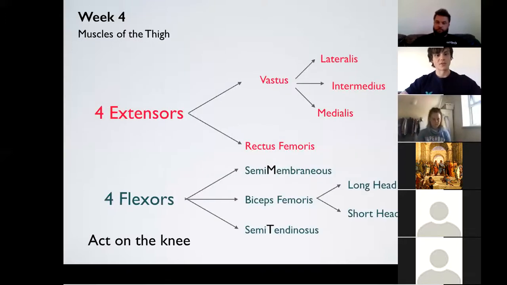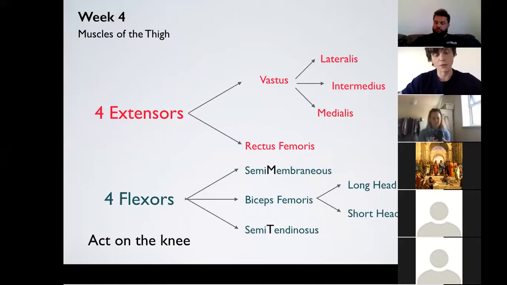So last week we had this diagram. We had 4 extensors and 4 flexors, and they acted on the elbow. This week they act on the knee. But what you can see here is out of these 4 extensors, whereas in the triceps it was the triceps brachii and the three heads of that, and then the anconeus, the 4 extensors here are the vastus group, which is the lateralis, intermedius and medialis, and then we have the rectus femoris.